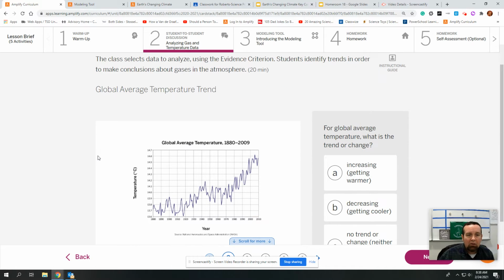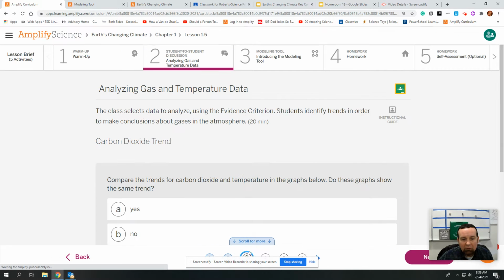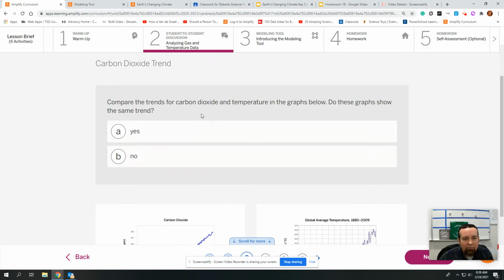So moving on, global temperature. Let's see, we're looking at a chart. Looks like we're seeing a trend. It's steadily going up. Okay, what's this question say? For global average temperature, what is the trend or change? Warmer. Okay, compare the trends for carbon dioxide and temperature in the graphs. Do these graphs show the same trend?